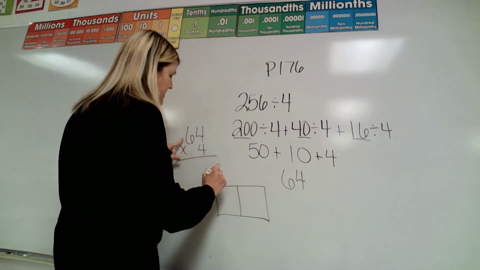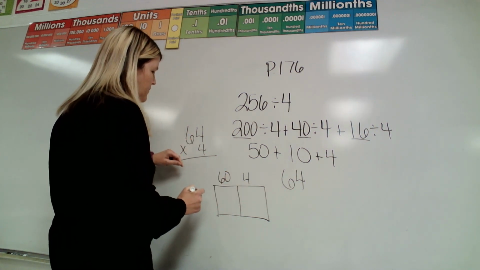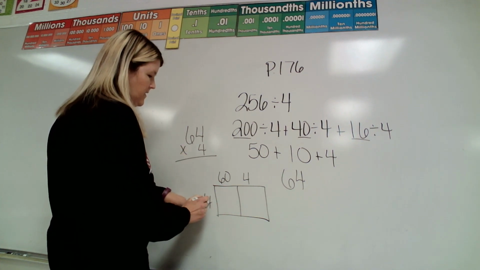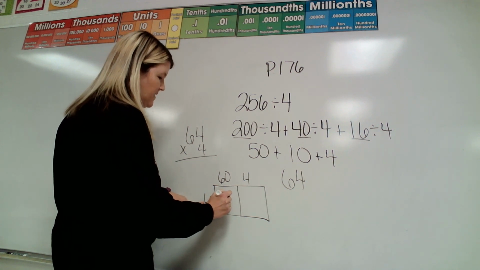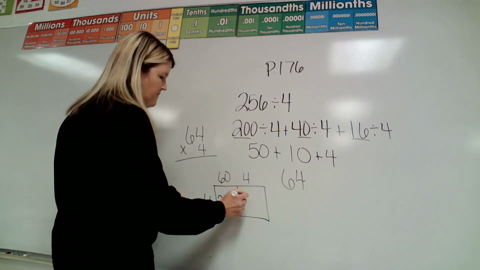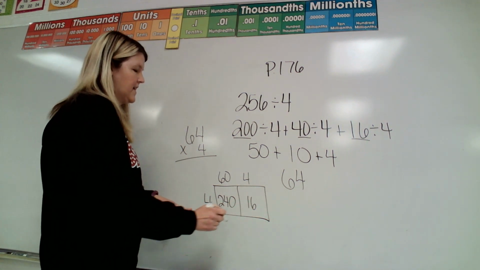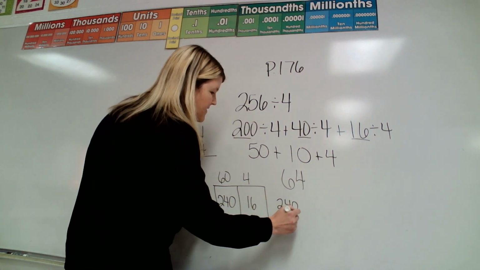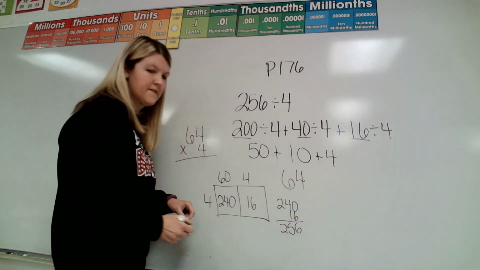So I'm going to break up the 64 into 60 and 4. And then I multiply that by 4. So 4 times 60, since 4 times 6 is 24, 4 times 60 is going to be 240. And then 4 times 4 is 16. So I add those together, and I end up with 240 plus 16 does give me 256.